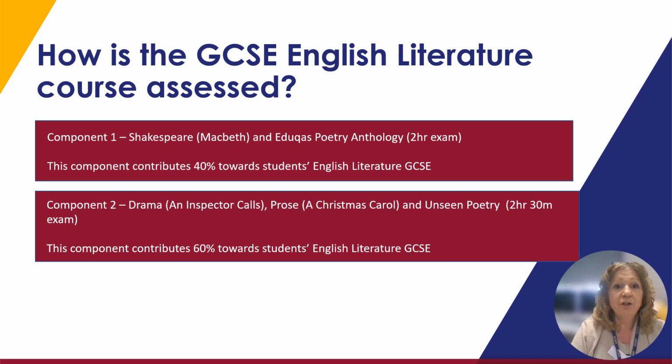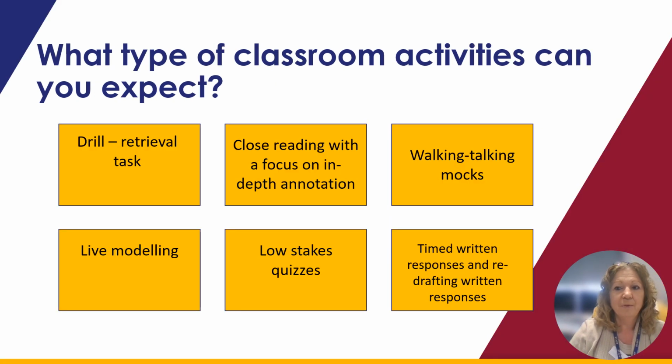And then they do a section called Unseen Poetry. We prepare students for this by giving them an unseen poetry booklet and practicing looking at unseen poems throughout the year. And that component, obviously as it's more challenging, is worth 60% of their overall GCSE literature examination.